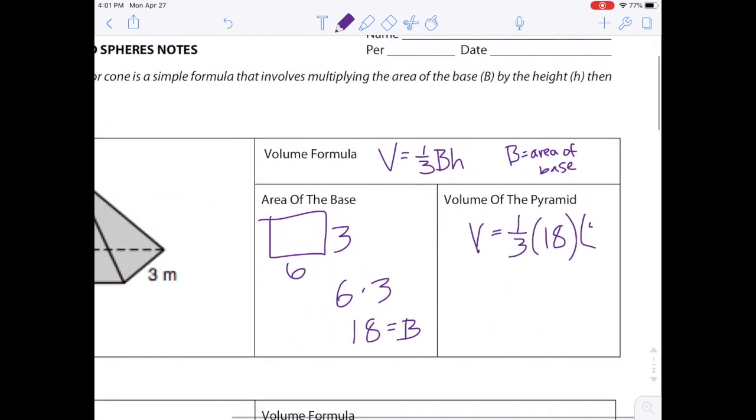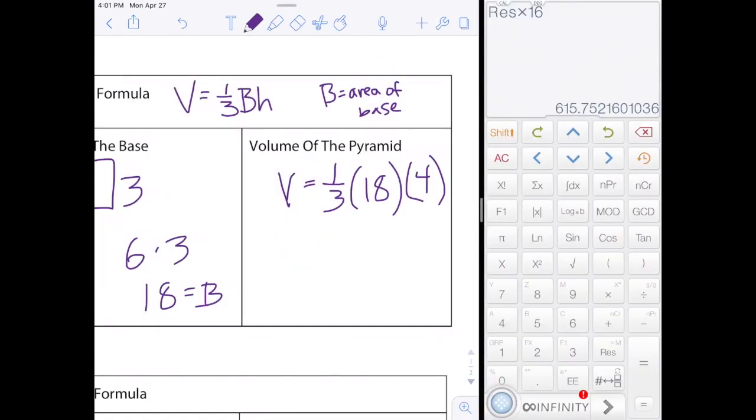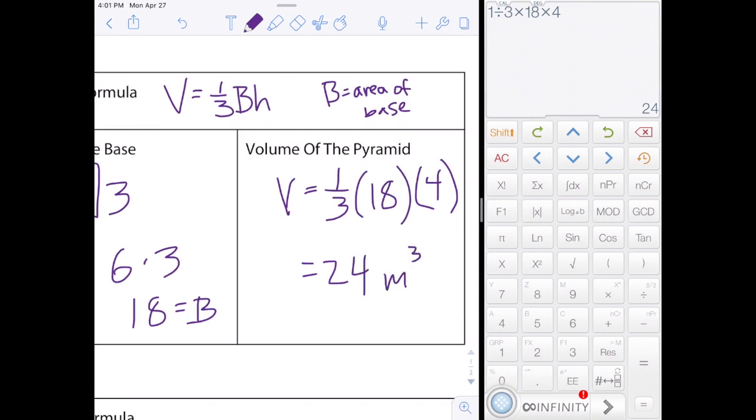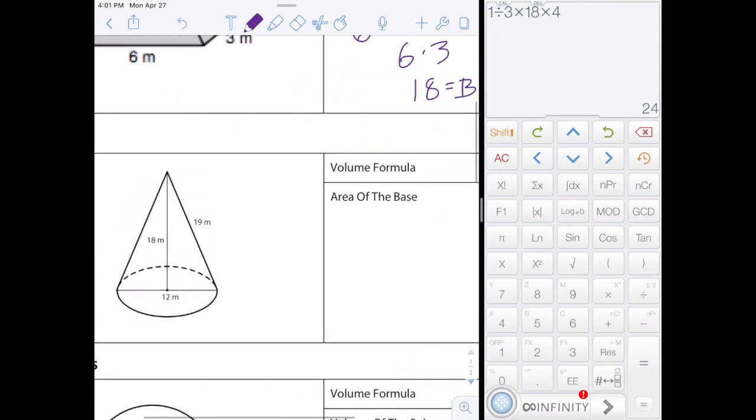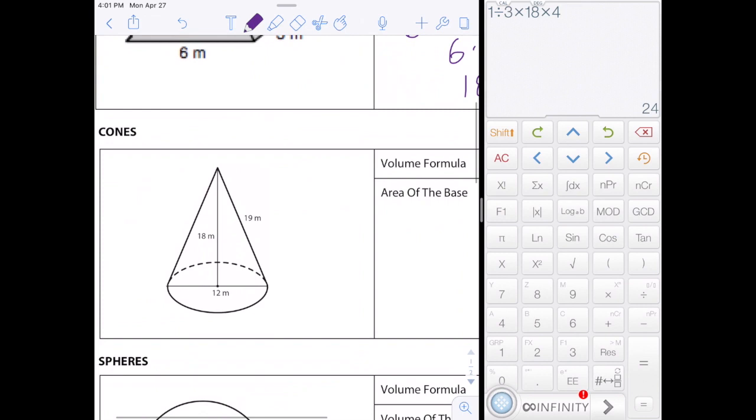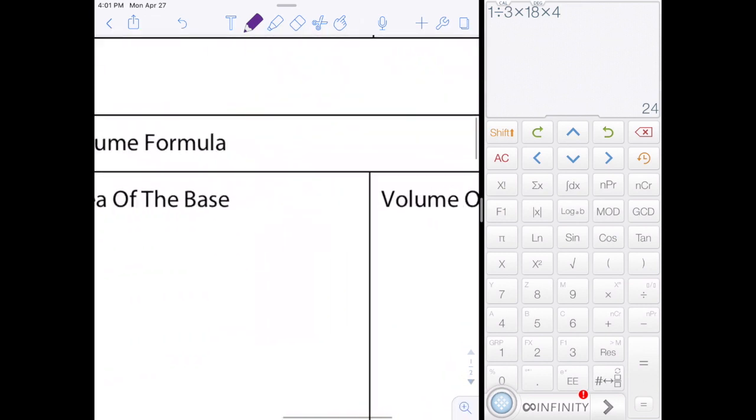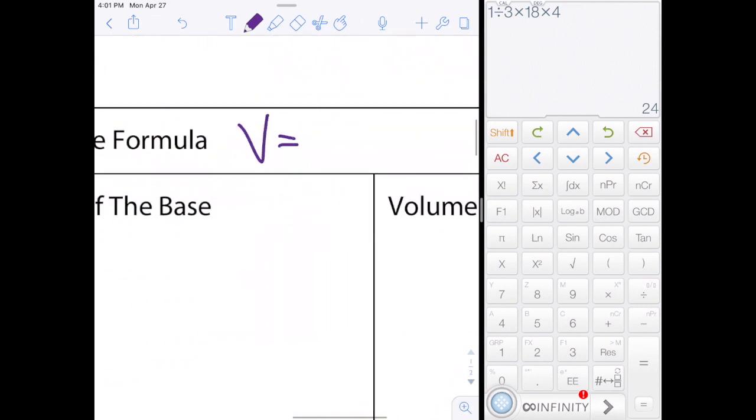Our height is 4. So typing it in, basically the easiest way to do this is just to type in 1 divided by 3 for 1/3 times 18 times 4. You can use parentheses if you really want to. It's the same thing. But we get 24 meters cubed. Okay, so for the cone, the volume formula is the same. Yeah, it is still 1/3 big B little h.